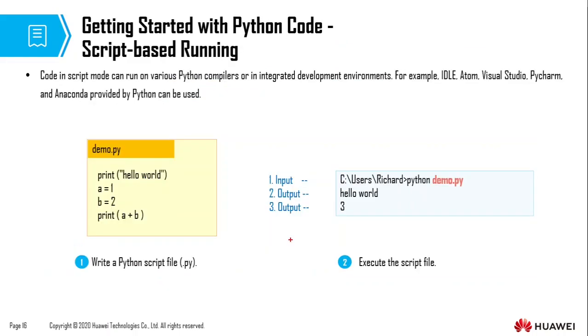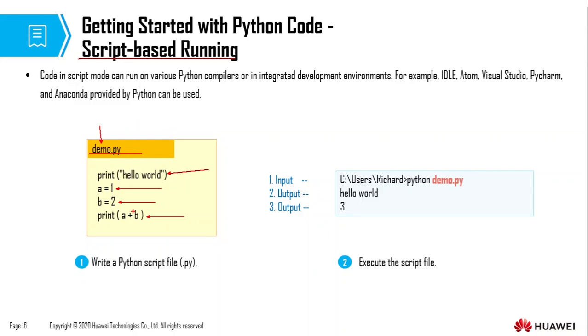Now, the second way in which you can execute Python is script-based running. In script-based running, you have to create a file. That file is saved with the extension .py. For example, here we have the file demo.py. The first statement in the file is print hello world. In the second statement, we declare a variable a and assign it the value 1. We declare a variable b and assign it the value 2. Then we print a plus b.